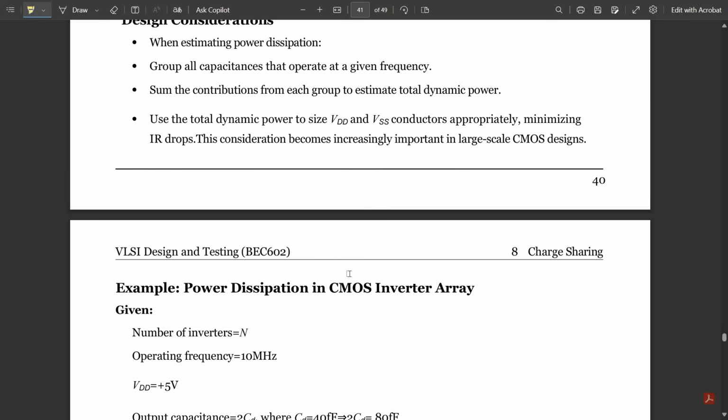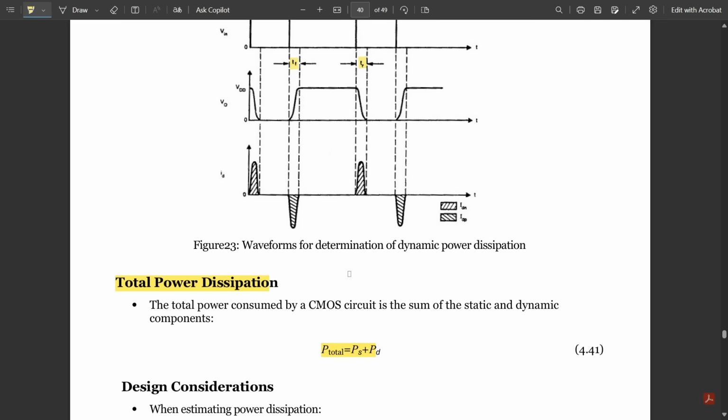So that's all, guys. This was what I wanted to discuss about power consumption, because this is a very important concept, and this would be appearing in the exam as well.